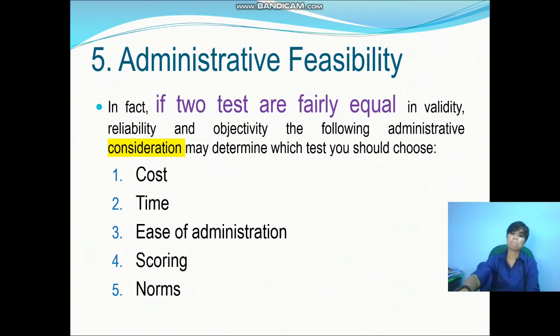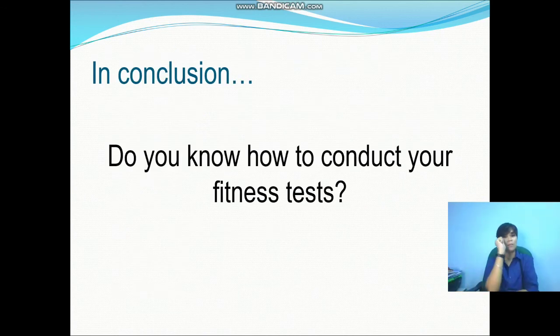Okay. So in conclusion, ladies and gentlemen, do you know how to conduct a fitness test? That's why in your assessment, I ask you to choose tasks that are doable at home. Very simple ones. Okay, it is feasible, not costly, not time consuming, and can be learned. No difficult instruction needed. Okay, answer on your own.